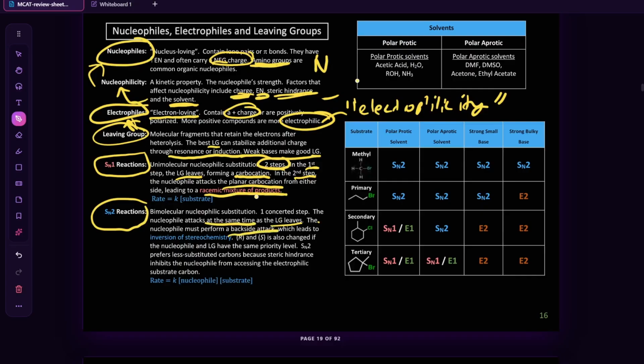So it's not attacking from either side. Either side means it can lead to racemic mixture products. But since it's only at the backside, it leads to an inversion of stereochemistry. R and S is also unchanged if the nucleophile and leaving group have the same priority level. SN2 prefers less substituted carbons because steric hindrance inhibits the nucleophile from accessing the actual electrophilic substrate carbon. And this is the rate for that.